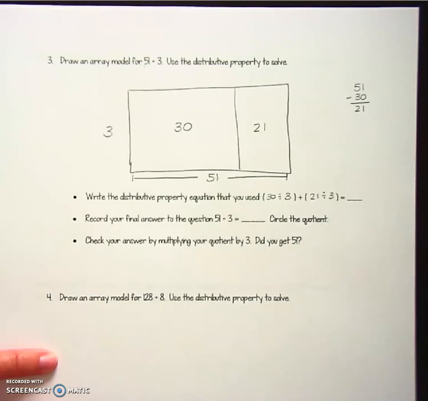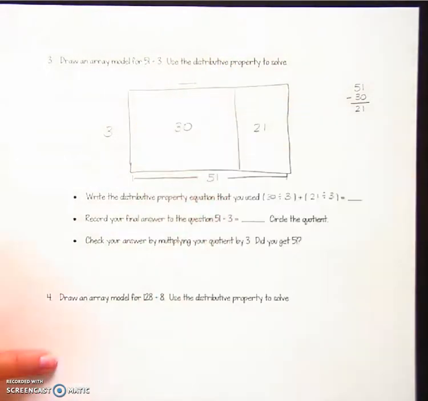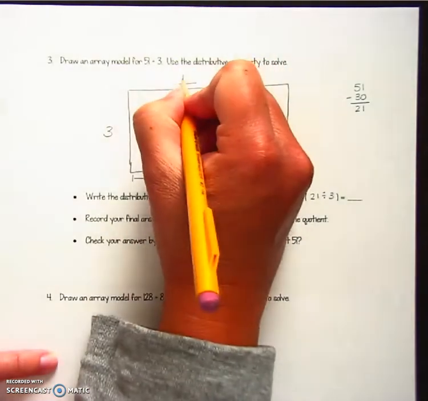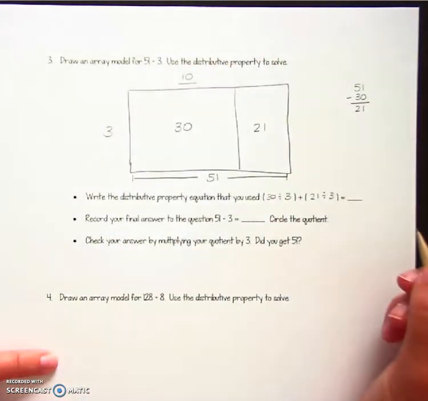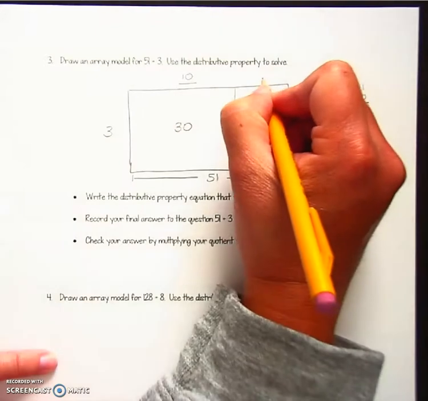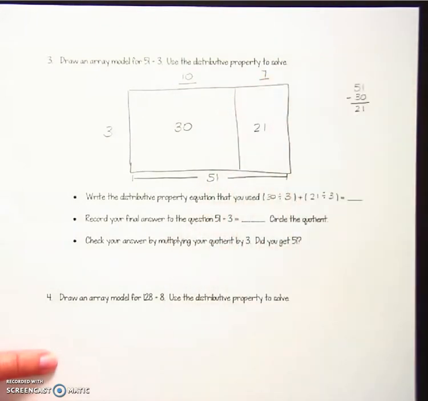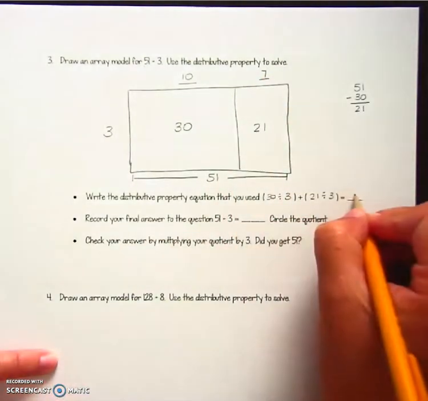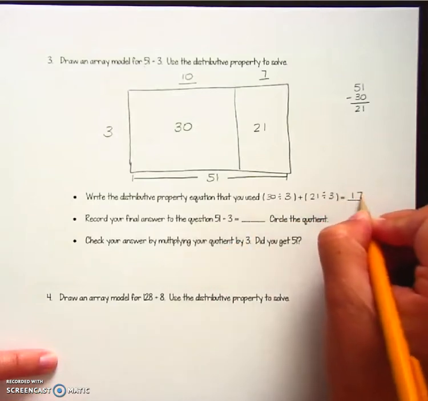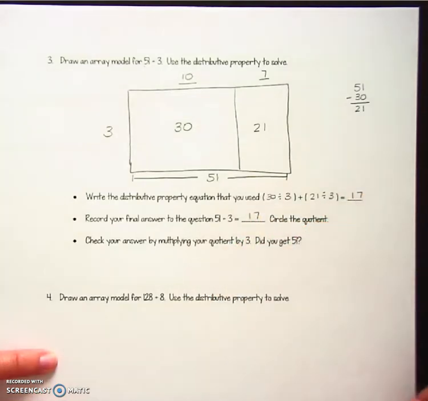So now I need to figure out what is 30 divided by 3? That's 10. And what is 21 divided by 3? That's 7. So it should be equal to 17. Let's see if that matches.